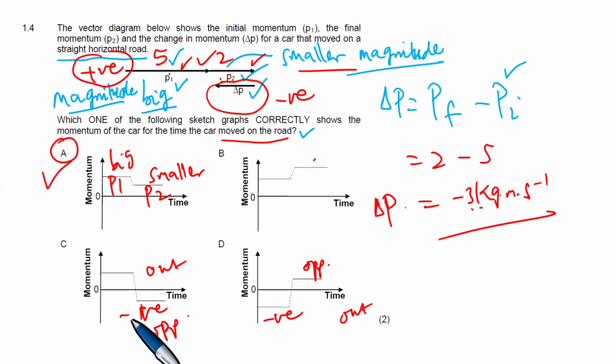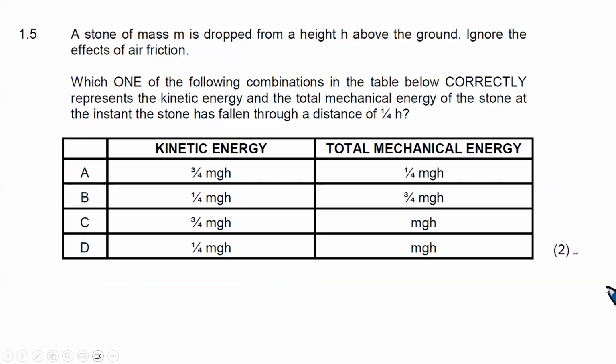Let's move to the next point. Next question. A stone of mass m is dropped from a height h above the ground. Here is a stone of mass m. It is dropped from a height h above the ground. Ignore the effects. So now somebody's dropping a stone.